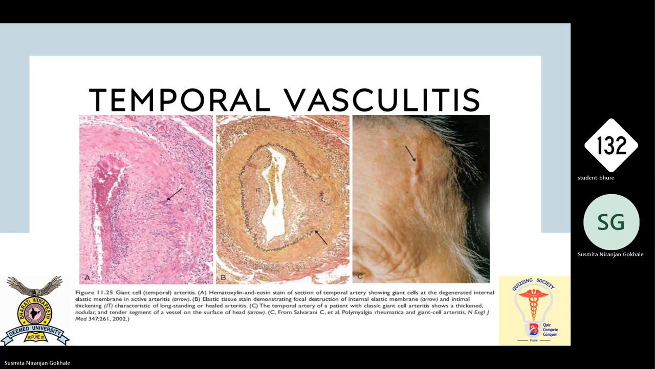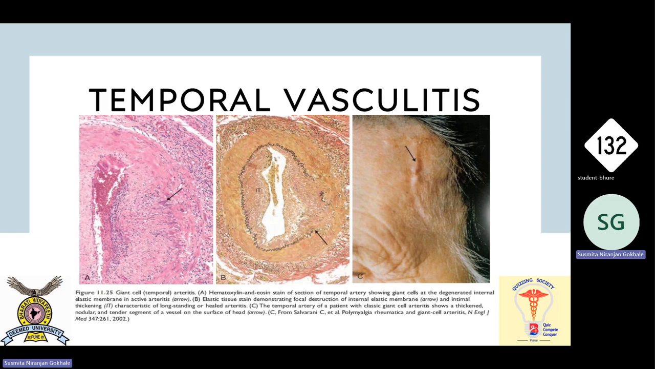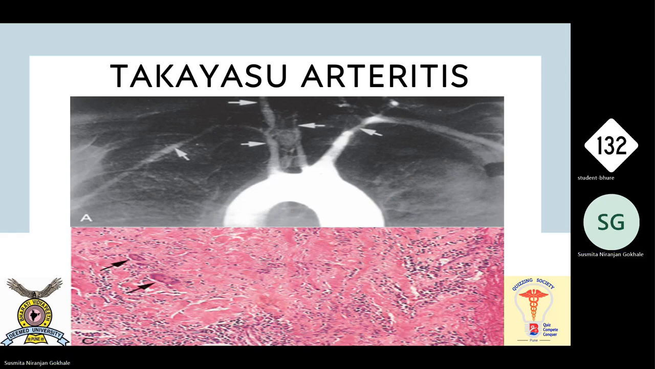Moving on to Takayasu arteritis. As the name suggests, it is more predominant in the Japanese population. Here we can see the arch of the aorta, which is thickened. It is also called aortic arch syndrome or aortitis because it commonly affects the aorta. What we have to know between Takayasu arteritis and temporal arteritis is that temporal arteritis affects age groups more than 50 years, while Takayasu arteritis affects age groups lesser than 50 years.